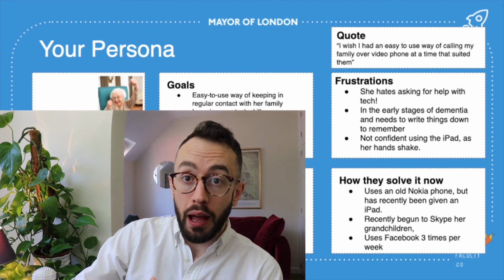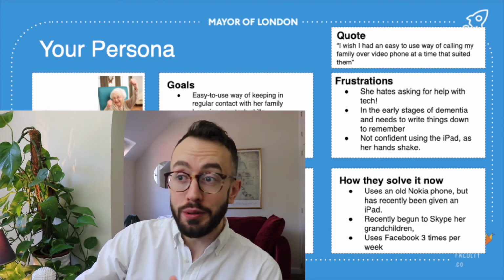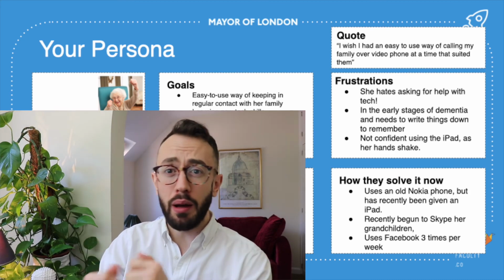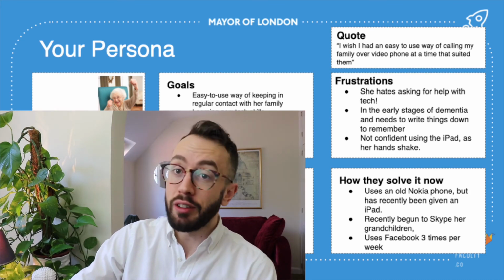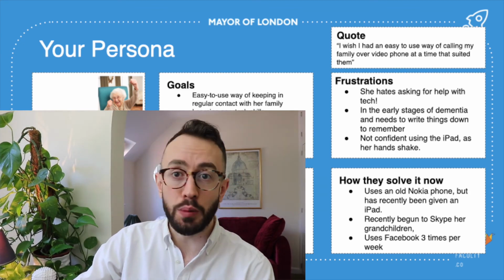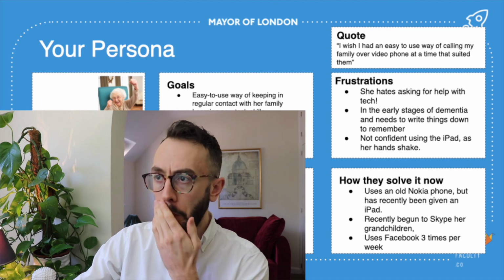How does she solve the problem now, right? What is the current competition? Well, it's a battered old Nokia. It's really hard for her to read the screen, thumb pad, whatever. Recently given an iPad, doesn't know how to use it, begun using Skype a little bit, difficult, uses Facebook a couple of times a week, that kind of thing.